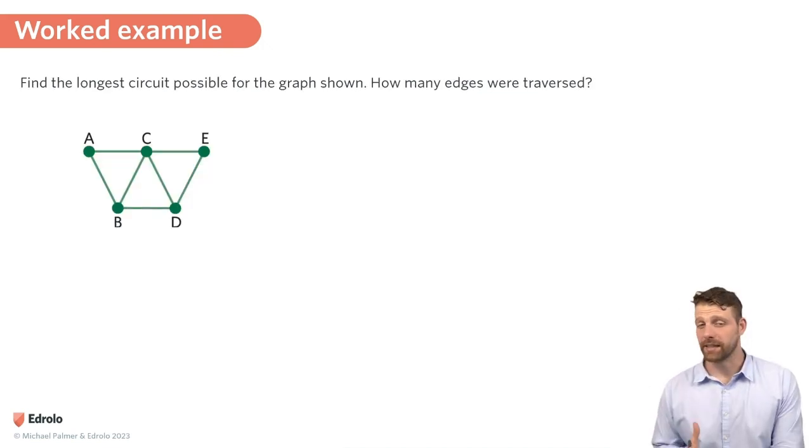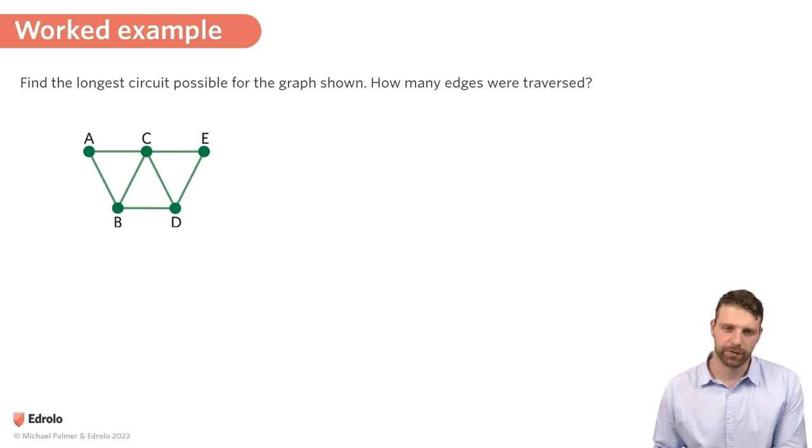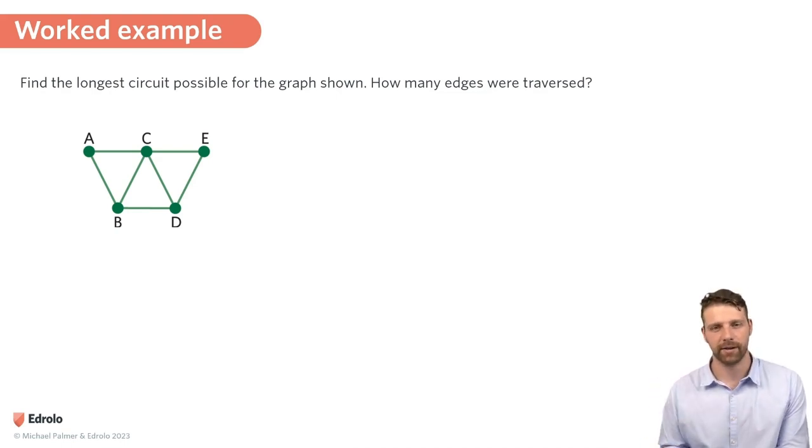Here's a worked example. It says, find the longest circuit possible for the graph shown. How many edges were traversed? Now, there's going to be more than one longest circuit here, but any one that's got the most amount of edges it can have is fine.